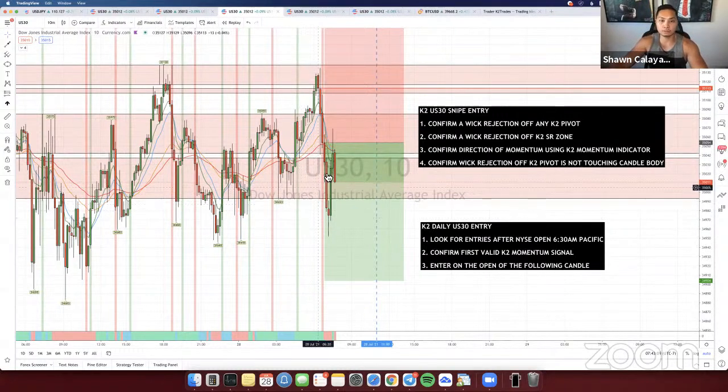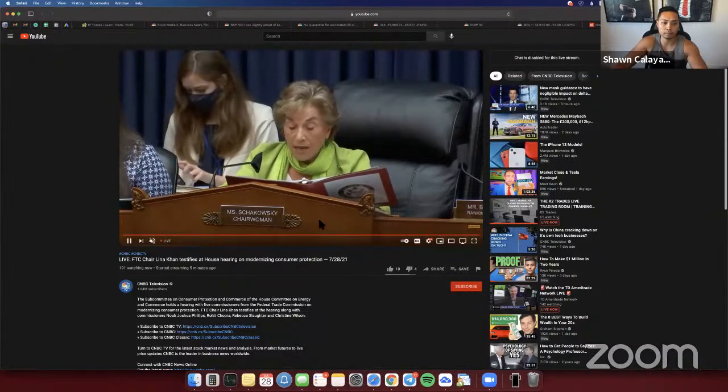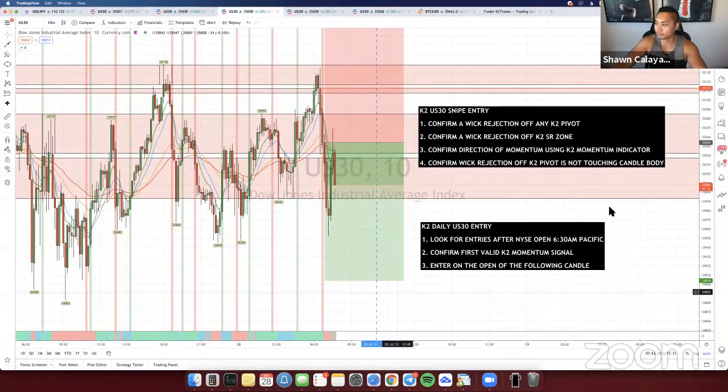So this technically would be it right here, but I'm not going to take it because it's just moving too much, and we also have news coming up right now. Also, the FTC speaking right now. So this is also going to affect the market. So just keep that in mind. A lot of stuff going on in the market that can easily spike price up or down, and it's not really worth the risk if that becomes the case.